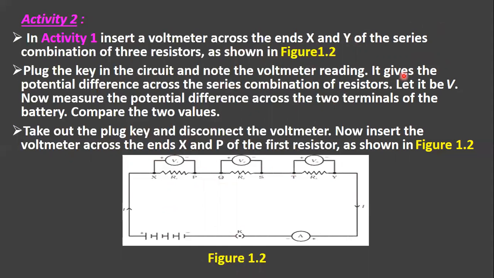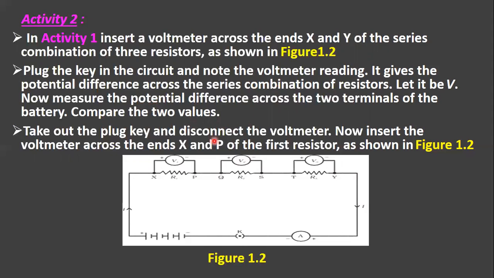It gives the potential difference across the series combination of the resistors. See children, you have already studied about the potential difference. That is the potential difference between 2 points in an electric circuit carrying some current. It is the work done to move a unit charge from one point to the other. That is V equals W by Q.